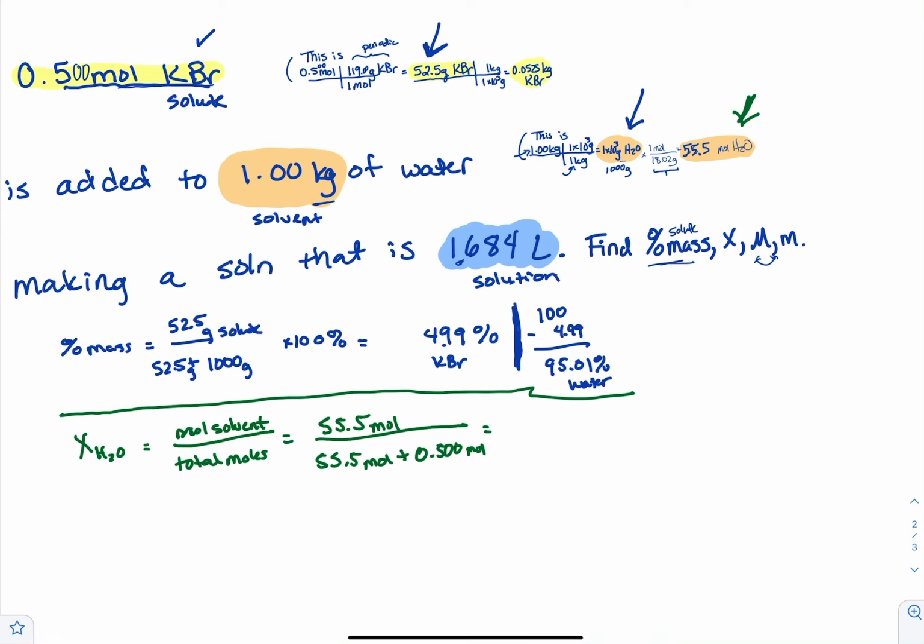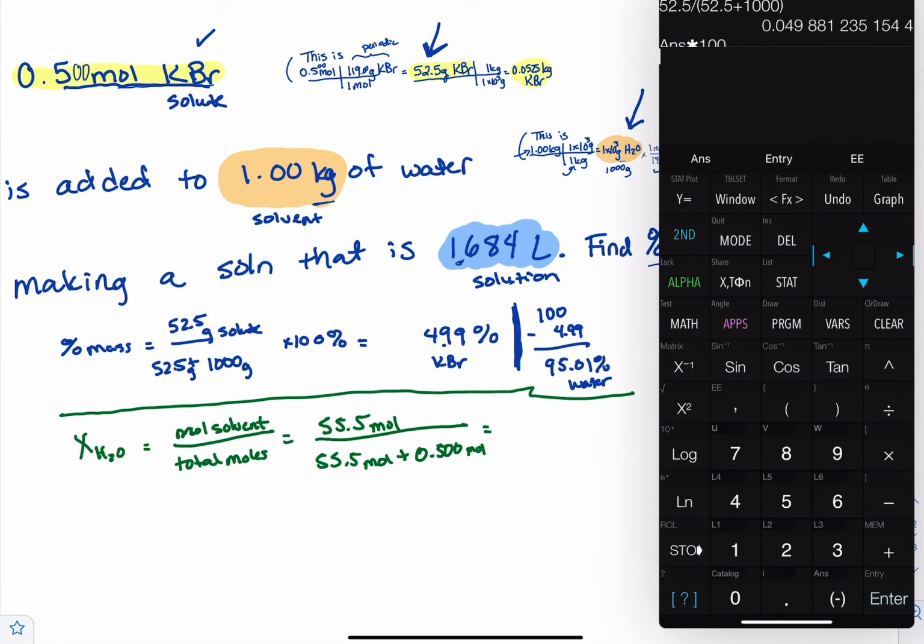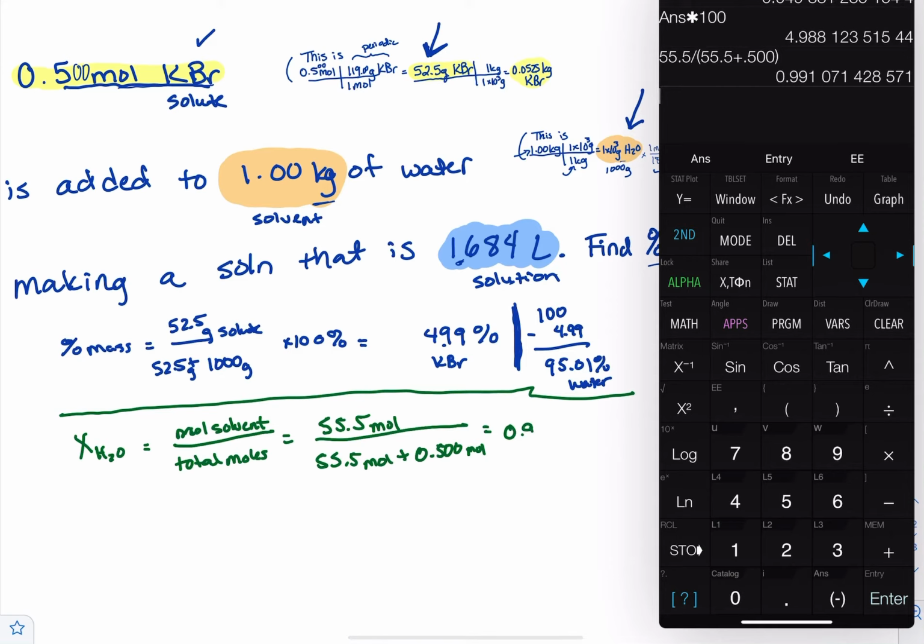Notice it's called mole fraction for a reason. It should come out looking like a fraction. It shouldn't be over 1. So 55.5 divided by parentheses, 55.5 plus 0.5. And that gives me 0.991, because I'm carrying over all my sig figs here. There's no unit with this. It's unitless. These fractions, they're unitless mole fractions.